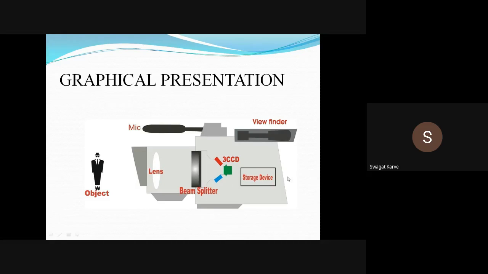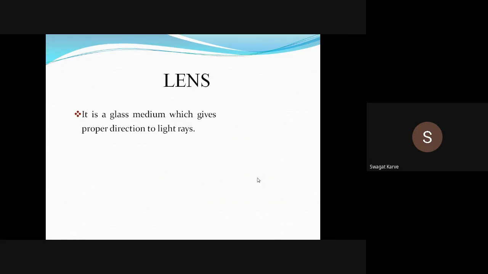See, the job of the lens and beam splitter is this: the lens will focus that image light, or whatever reflected light there is, into the beam splitter. Then the beam splitter will split that light and transfer it to the sensor part, and the sensor, after sensing that light, will record the image, right? And it will store it to the storage device. This storage device is nothing but memory, you can say.